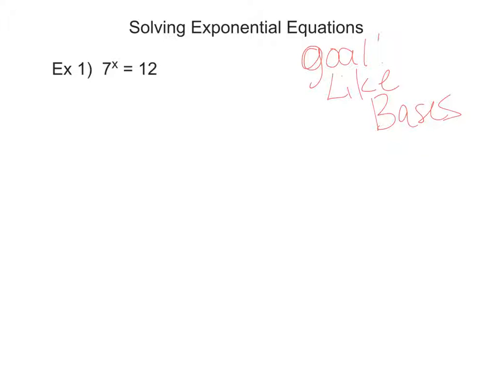Notice on this one, I have 7 to the x and 12. So there's no possible way for me to get like bases. And this is why we had to study logarithms, because remember, the logarithm and the exponential are inverses of each other. So in order to get that x down, I need to take the natural log of both sides.